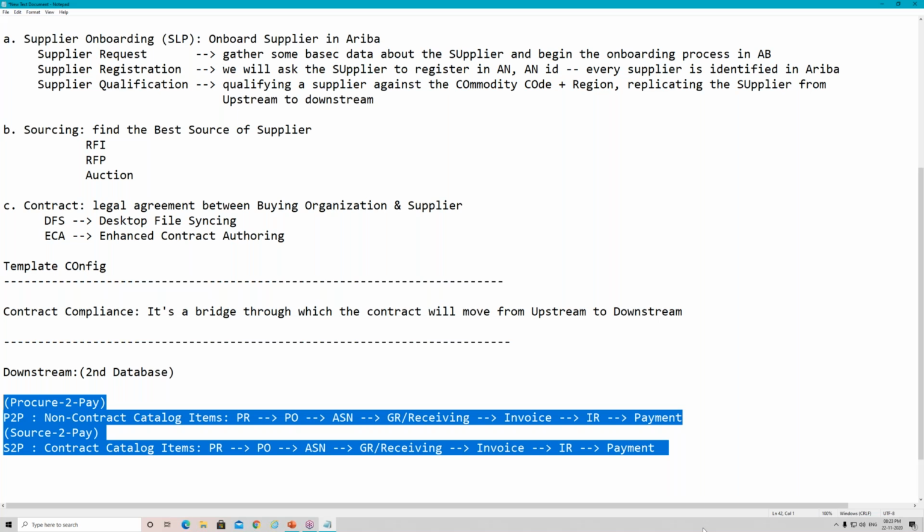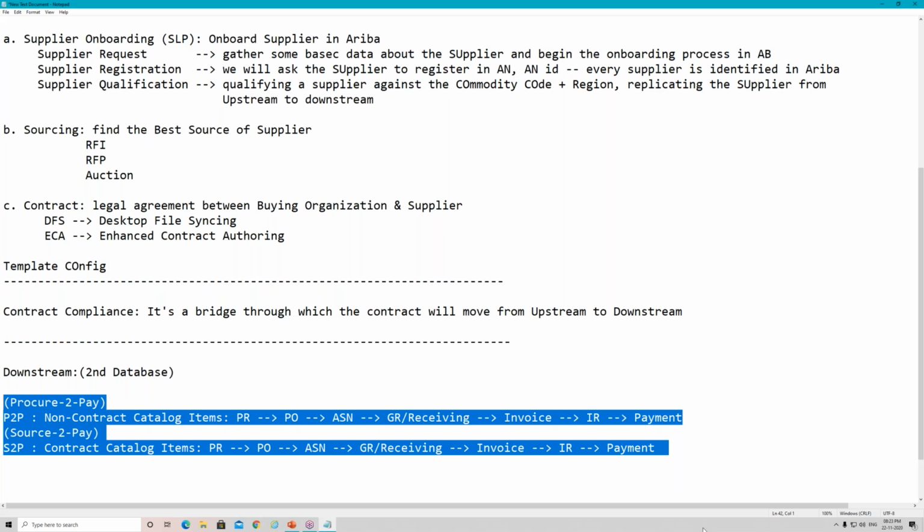But for the procure to pay process, it's a non-contract catalog item. So you can order a number of times against that non-contract catalog item. Why? Because it has been loaded directly in the catalog items. Unless you remove that particular non-contract catalog item from the catalog section, you can order a number of times. So this is the major difference between them.